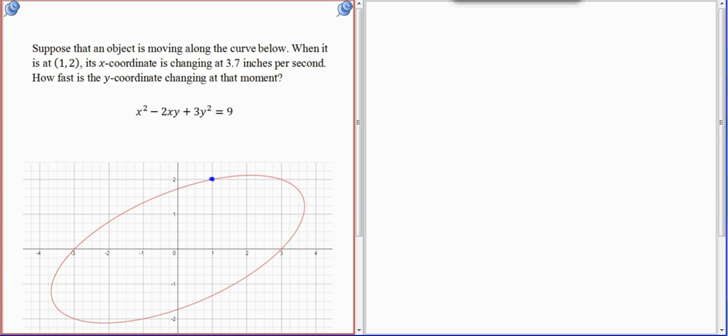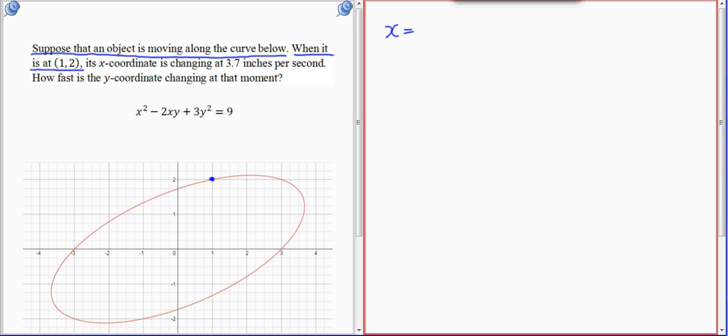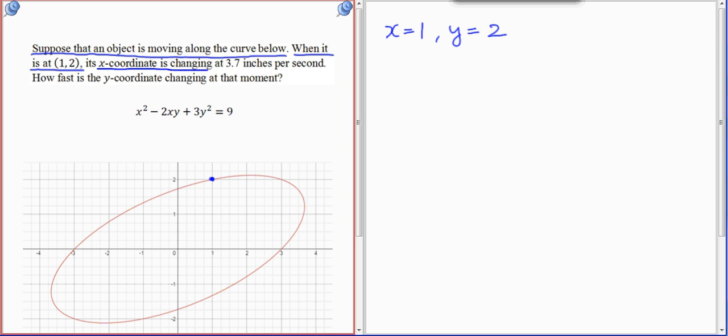Suppose an object is moving along the curve below. When it is at the point (1, 2), that means we know x equals 1 and y equals 2 at that moment. The x-coordinate is changing. We are talking about the rate of change. Although you don't see the rate over there, it's hidden, it's a little bit tricky, we've got to understand that they are talking about the rate of change.